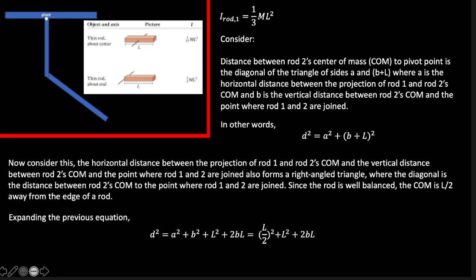So we can expand our previous equation to get this new form: (L/2) squared plus L squared plus 2BL. If you notice, we still have a B in the equation, which isn't a given variable. So we need to have B in terms of L, X, and M somehow.